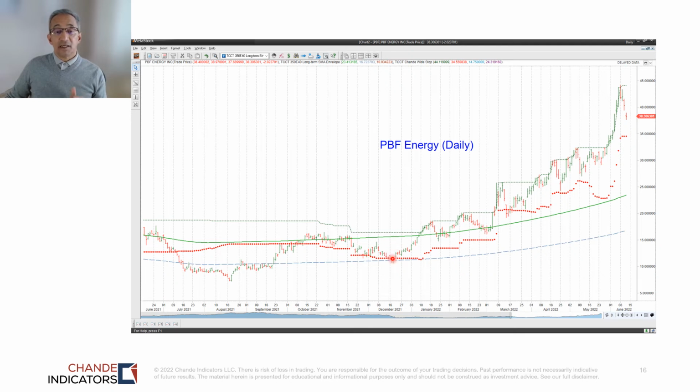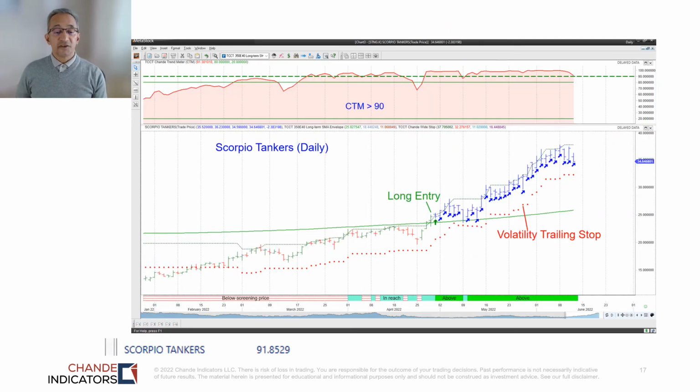So yes, we can answer the 3 questions we need in order to put on this trade if we wished. This is a chart for Scorpio tankers. I have a few more technical tools on this chart. The upper chart has the Chande trend meter, so you see that the trend meter was above 90 and telling us that yes, the trend is very strong.